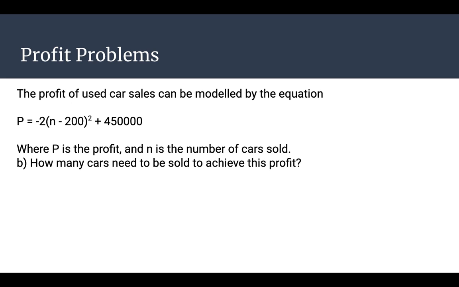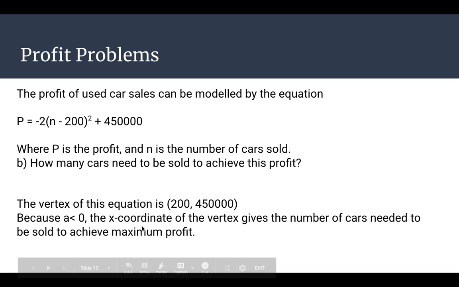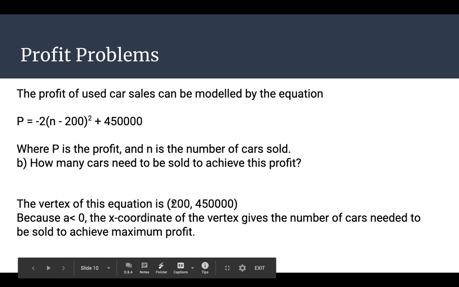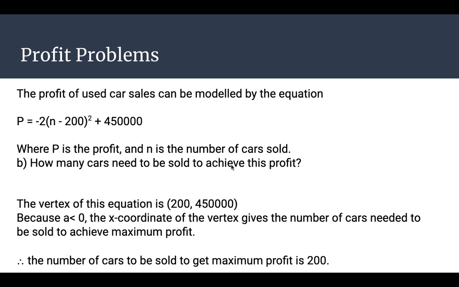So for part B, how many cars need to be sold to get this profit? Well, the vertex of the equation is 200 cars sold equals a profit of $450,000. So that means the x-coordinate of the vertex will give us the number of cars needed to be sold to achieve this maximum profit. So therefore, the number of cars to be sold to get maximum profit is 200.